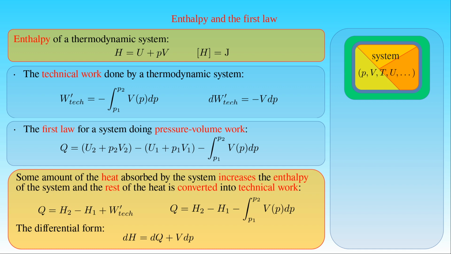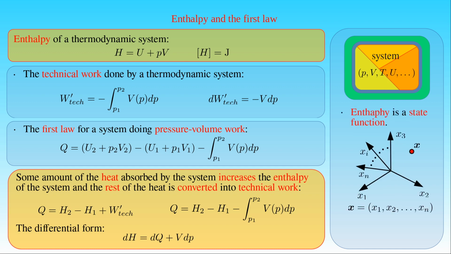By definition, enthalpy is a state function. If the state of a thermodynamic system is given by the state vector x in the n-dimensional state space, then the internal energy U of the system is also given in that state as a unique function of the state vector x. This is the case for the enthalpy as well. Since the enthalpy H of the system is a unique function of the state of the system, we can determine it by fixing the state vector x. As a result, the differential of enthalpy in the first law is also an exact differential.